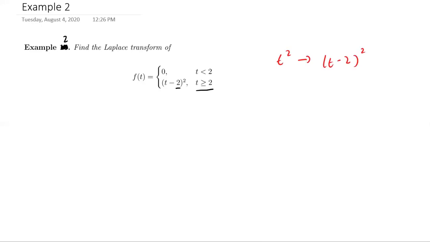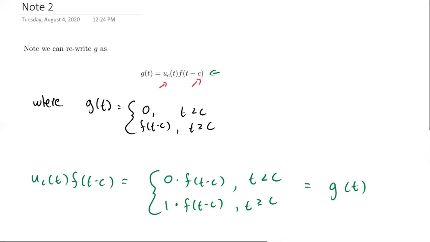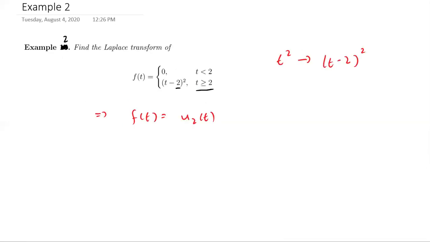So everything matches. That means we can write f of t as just u sub 2 of t times, going back to our note, f of t minus c. In this case, we're shifting the t squared function 2 units to the right, so this is just t minus 2 squared.